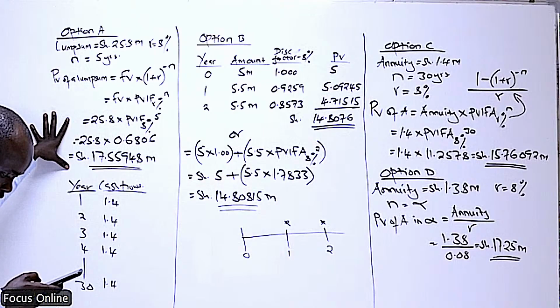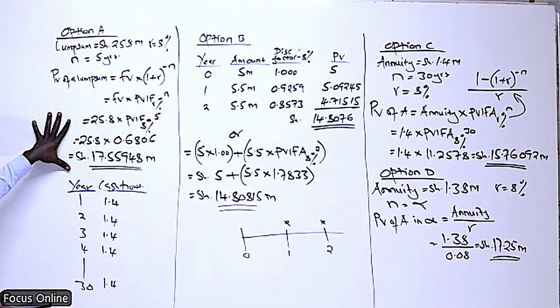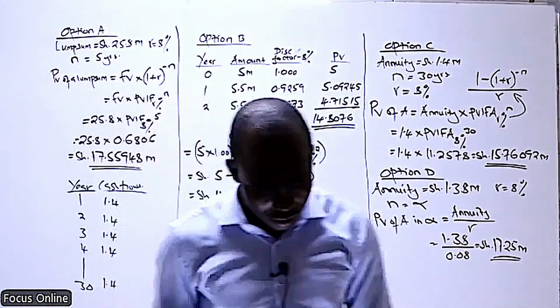The question was, assuming a required rate of return of 8%, advise on the payment option that you would select. So just say, I would select option A, because it provides the highest amount in present value terms. Is that okay?